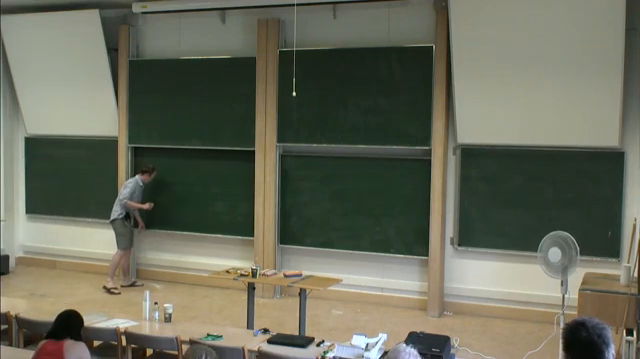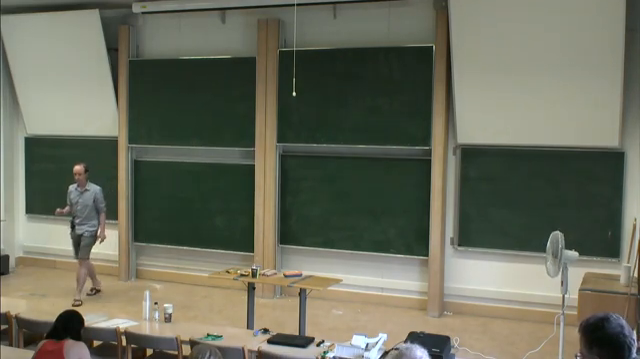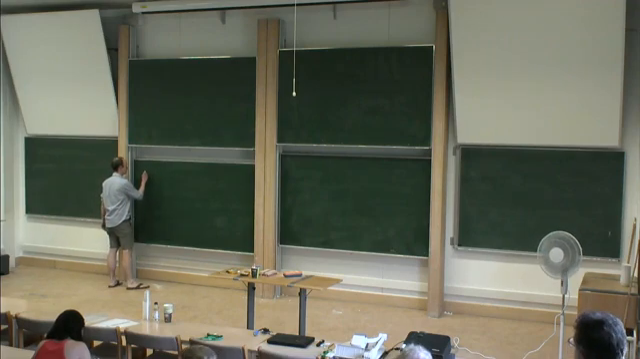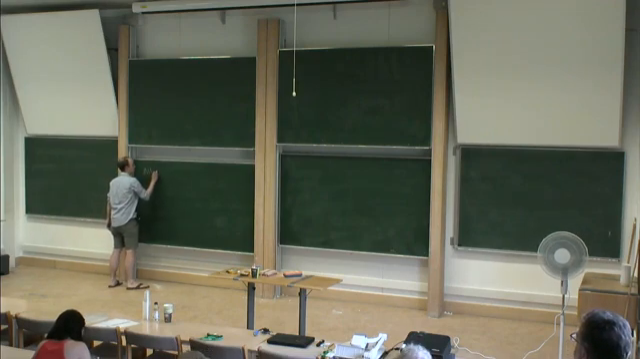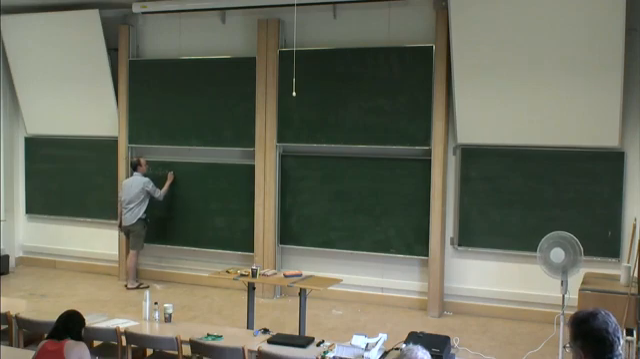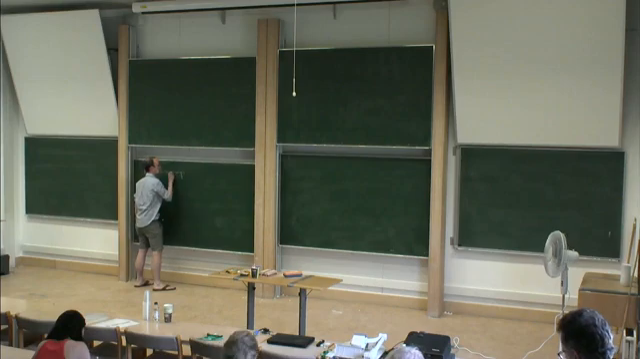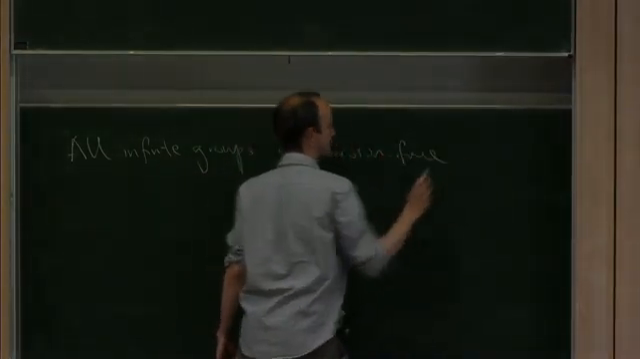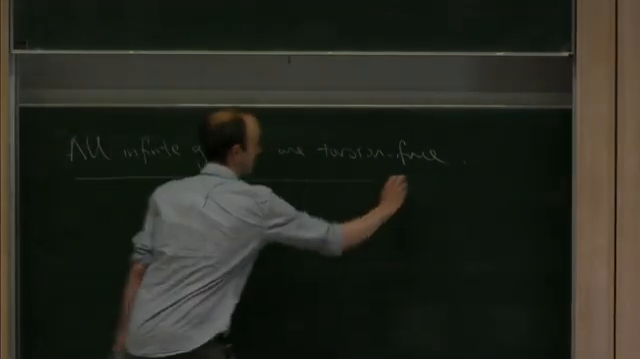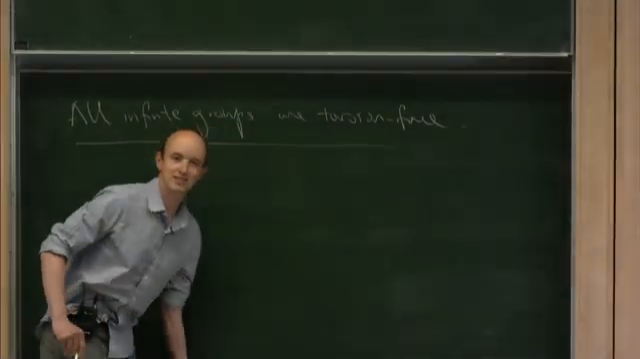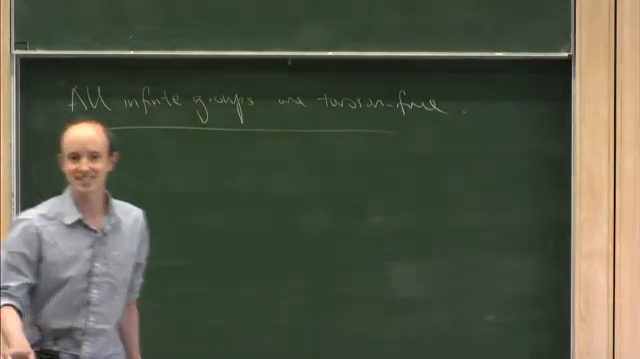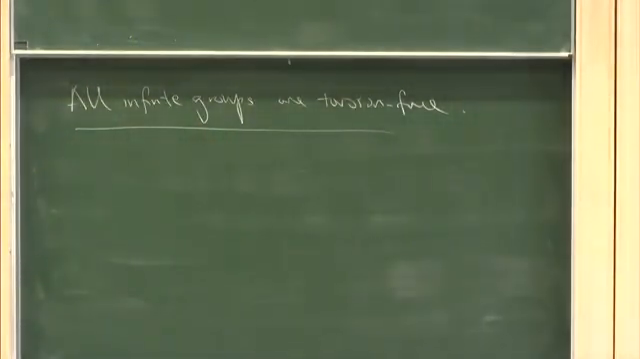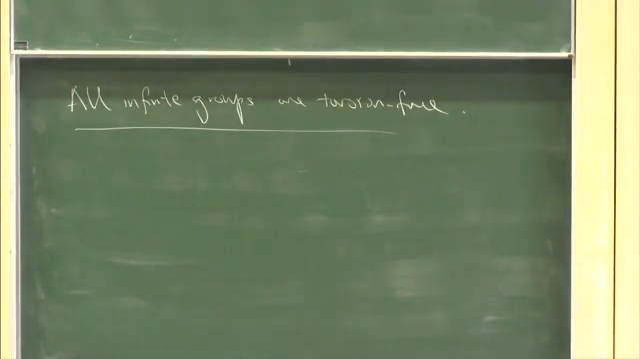So I want to simplify my life slightly by making an edict at the beginning of the talk, which is that all infinite groups are torsion-free, okay? Unless I say otherwise. It's not an important thing, but it just makes various statements that I make slightly easier to make.